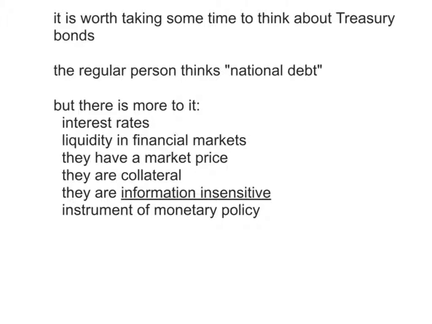Treasury bonds also serve as collateral for loans between financial entities. They are information insensitive, and they're also an instrument of monetary policy. So a treasury bond is not just any old instrument like a stock. It's a reflection of and enabler of the entire financial system, because it has all these special properties and serves all these functions, and because treasury bonds are 100% safe and 100% liquid.